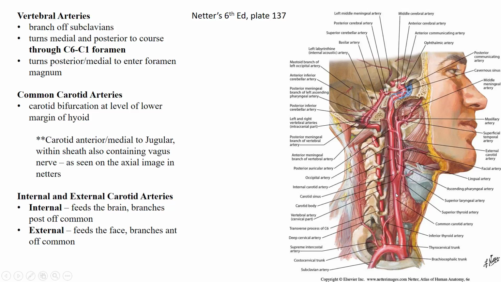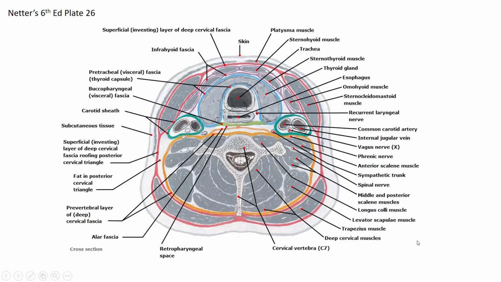And the common carotid artery, the internal jugular vein, and the vagus nerve are all contained within the carotid sheath. And we're going to see that on the axial image in Netter's next. And here's that image from Netter's. You've got the internal jugular vein and the common carotid artery and the vagus nerve. They're all contained within that protective sheath there. This is about the level of the C7 cervical vertebra, as you note here.